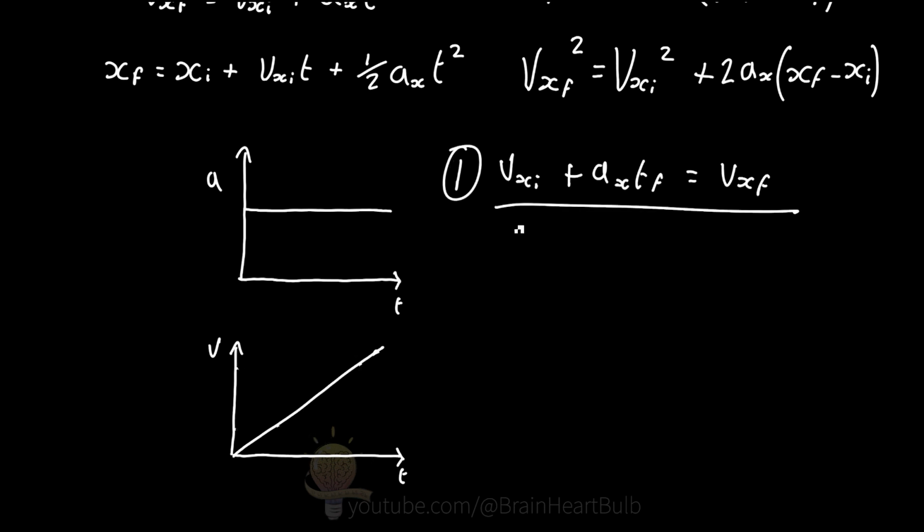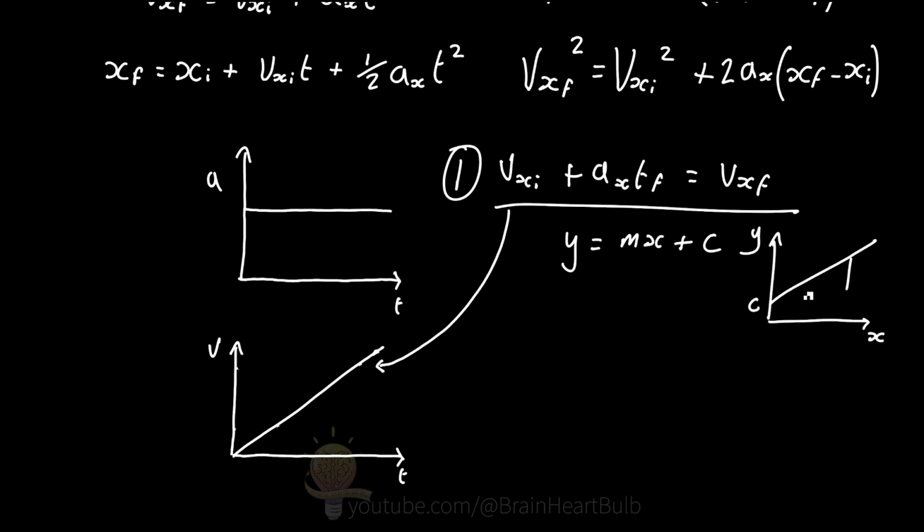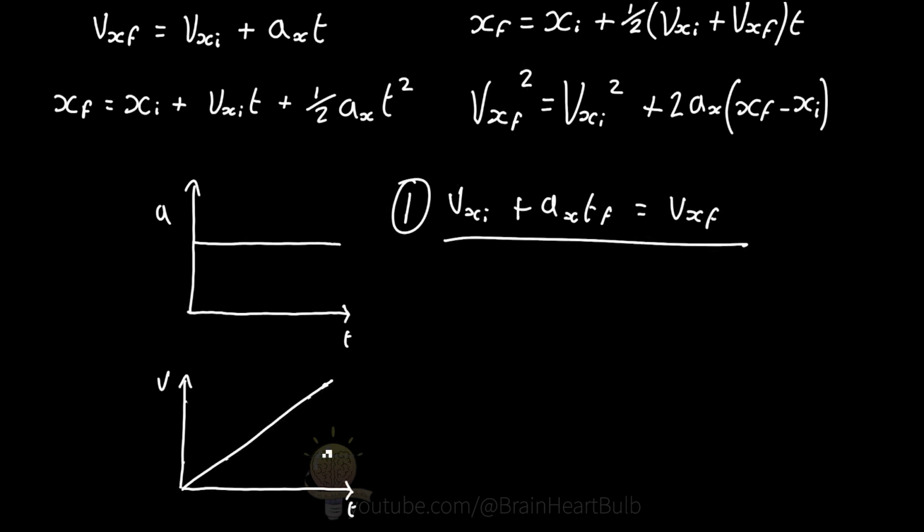And this equation here generates this straight line, because it's in the form of y equals mx plus c. Now there's another thing worth mentioning about the velocity time graph here that's really quite important.